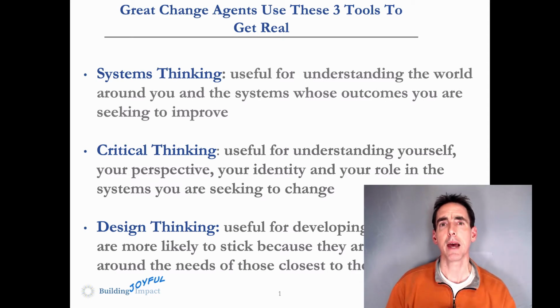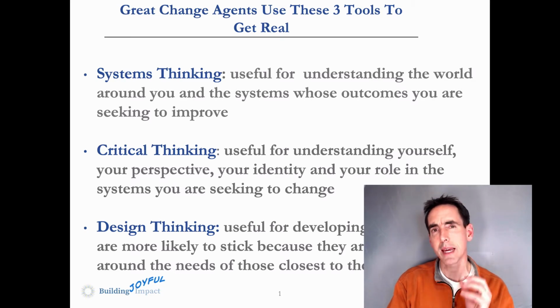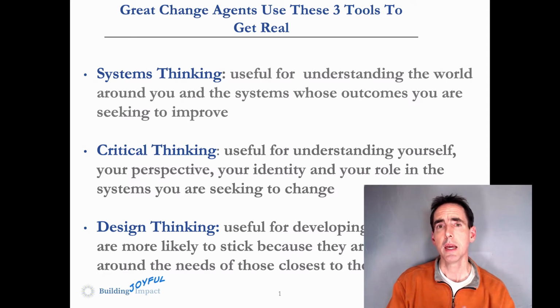But before we do that, I want to just give you an overview of different approaches to thinking that you want to have in mind as you're going about your work. And we've really found that great change agents use three tools when they're really focused on getting real, facing reality, and finding the leverage to make change. The first of these is systems thinking, and we're going to talk more about that in just a moment. But I also just want you to be aware that you want to be thinking about critical thinking.